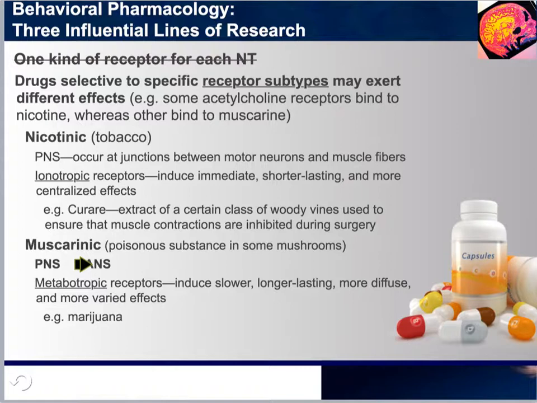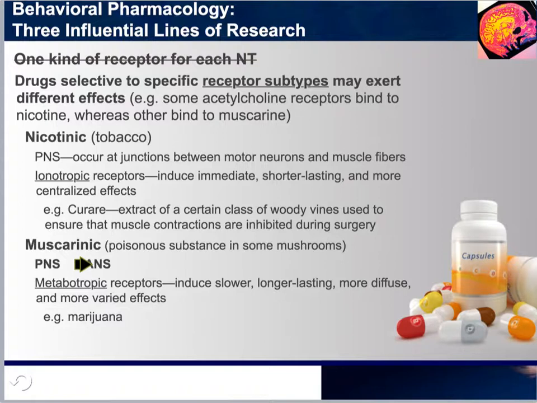We'll be looking at acetylcholine receptors and how they bind to nicotine, whereas others bind to muscarine, and looking at the effect that this would have on behavior. So we'll be looking at 3 influential lines of research in behavioral pharmacology. 2 of the most popular receptors are nicotinic and muscarinic. These are distributed differently in the nervous system and have different modes of action, and consequently have different behavioral effects. Please note that both receptors are found in the CNS and the PNS.